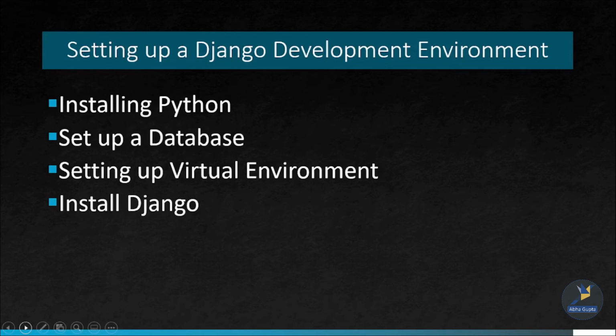To create a virtual environment, execute the command venv on the command prompt. Once the virtual environment is set up, activate the virtual environment and then we'll move ahead to install Django.